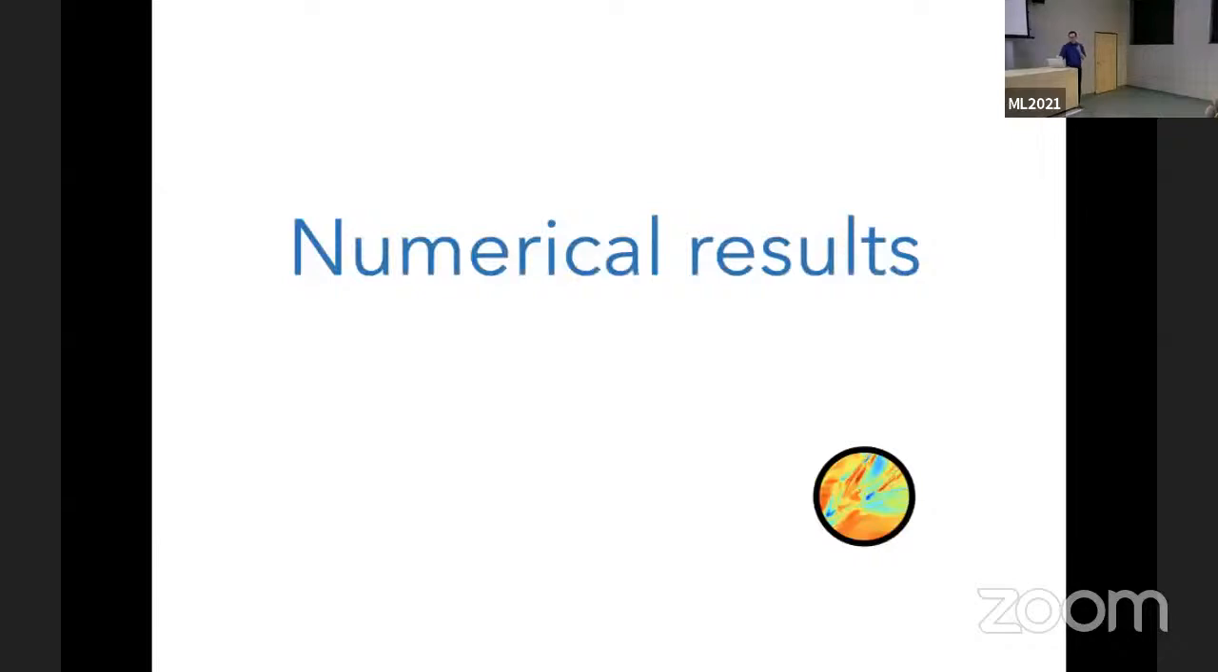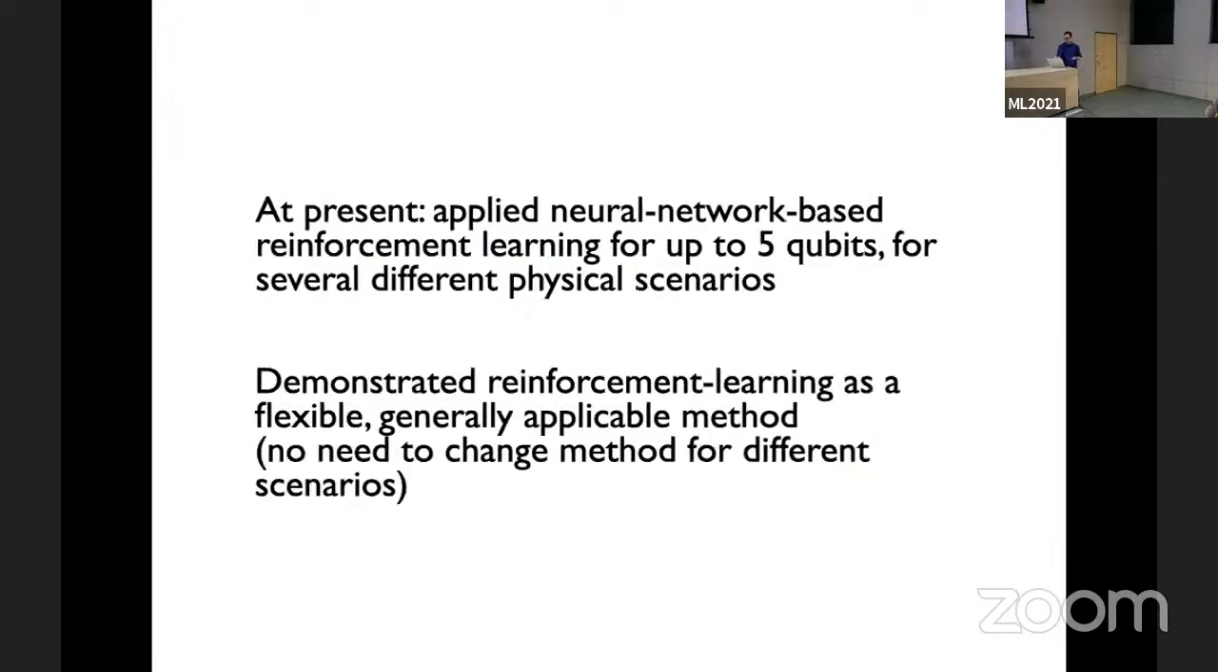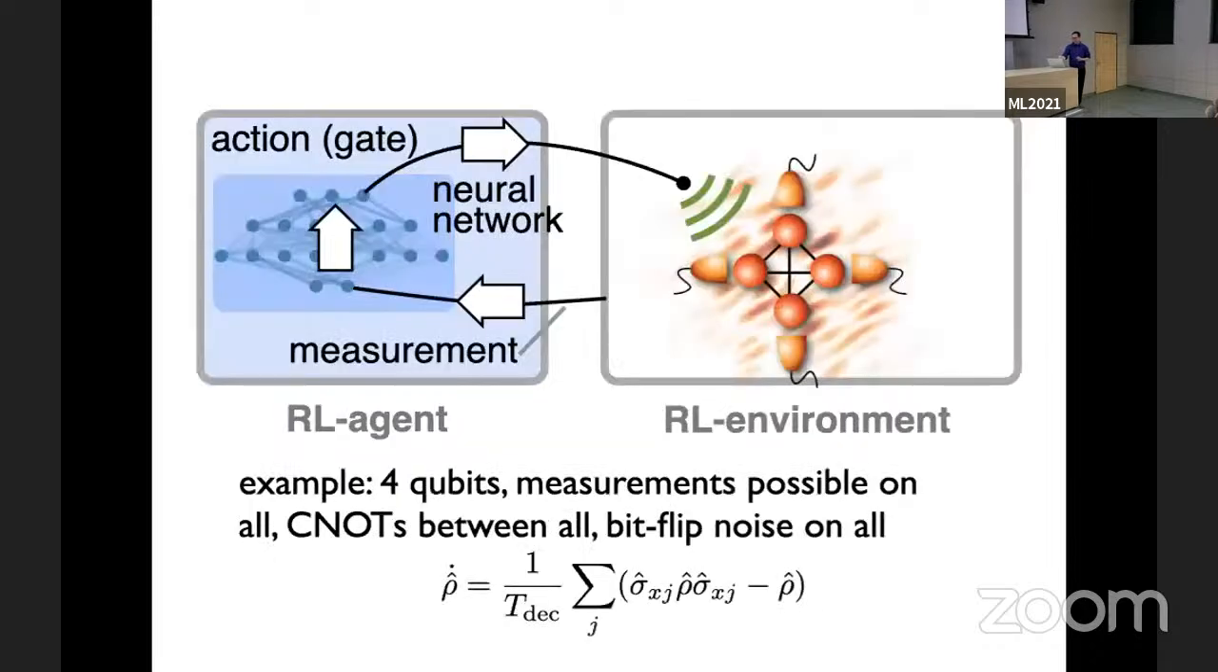Okay, so the way I'm going to structure the story now is I will first give you some results without telling you about the method behind it. And then we will go one step back and I tell you what were the challenges and how we overcame those challenges. But first, just some results to get a feeling of what can be done. So at the moment, we have applied this technique concretely for up to 5 qubits for several different physical scenarios in order to demonstrate how flexible such an approach can be.